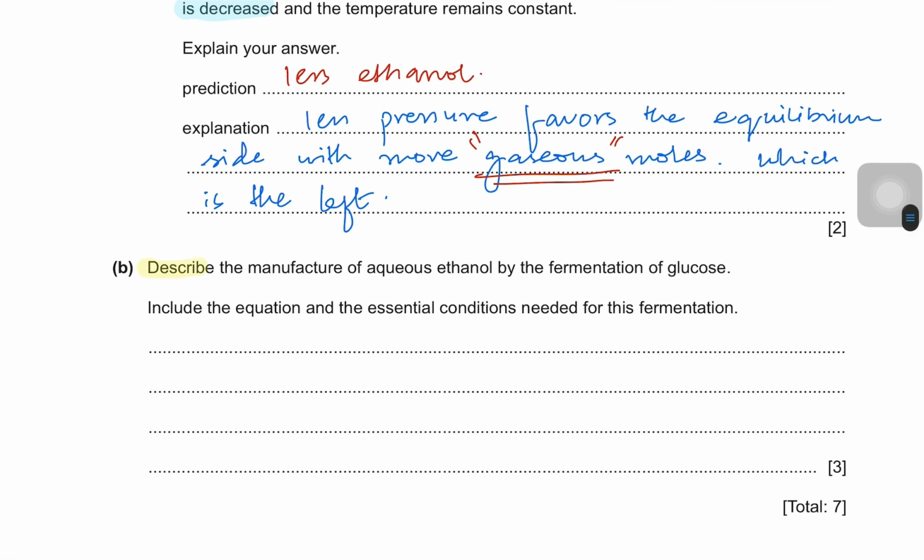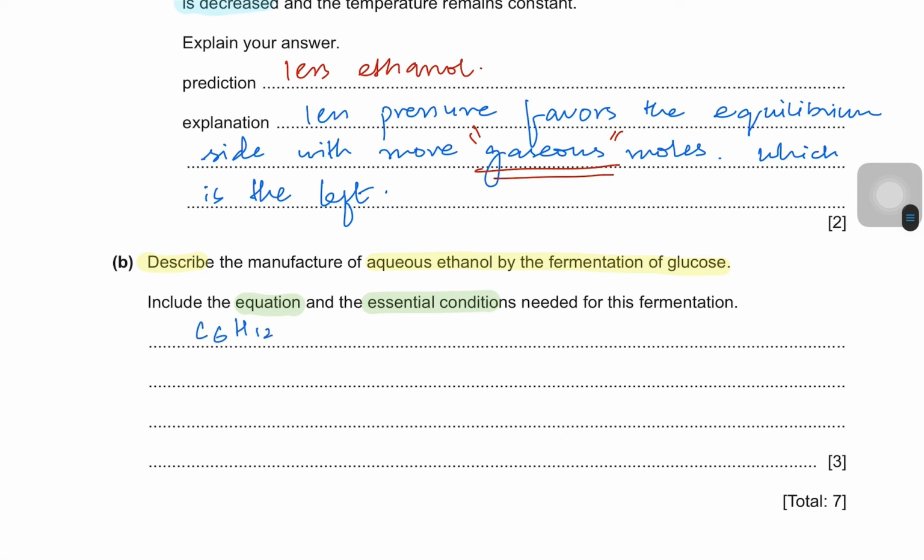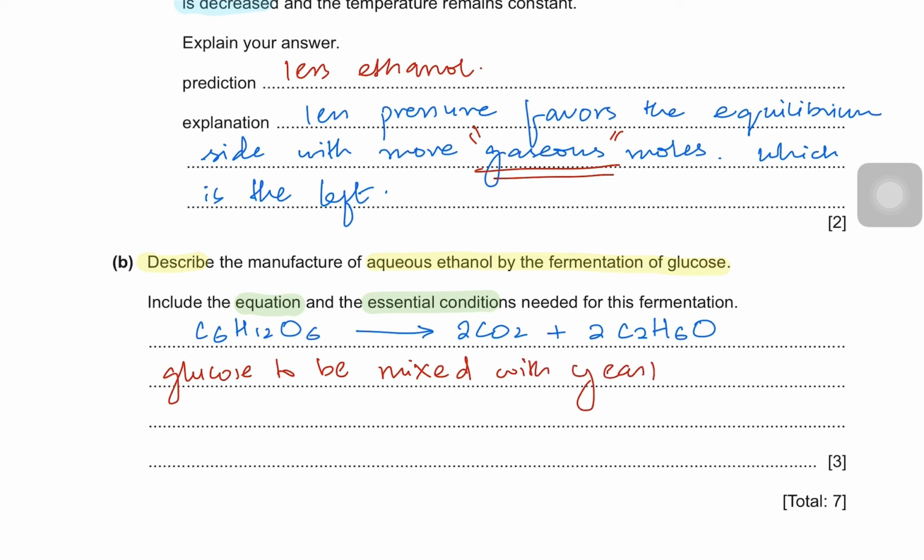Describe. So describe is the key word here. Describe the manufacture of aqueous ethanol by fermentation. Include equation, essential conditions. So equation, we know that when glucose is anaerobically respired, you get 2 moles of carbon dioxide and 2 moles of ethanol, which is C2H6O. The conditions involve glucose to be mixed with yeast at room temperature, because higher temperature might kill the yeast. At room temperature, the absence of oxygen is really important here.